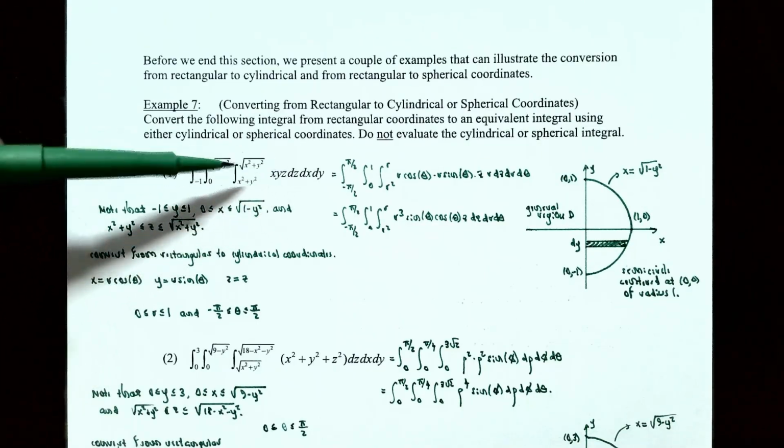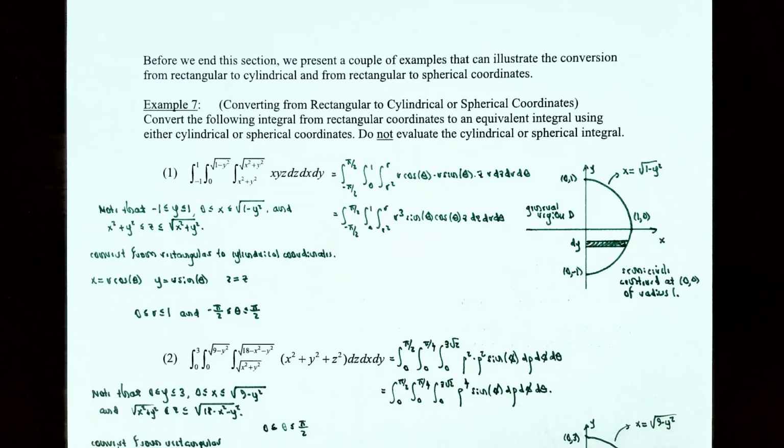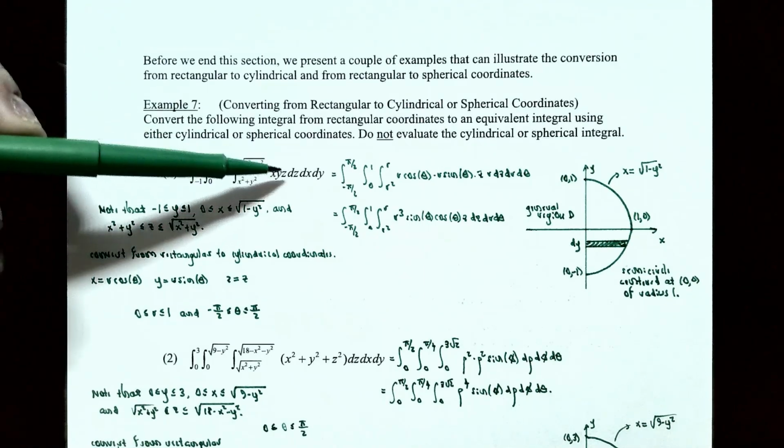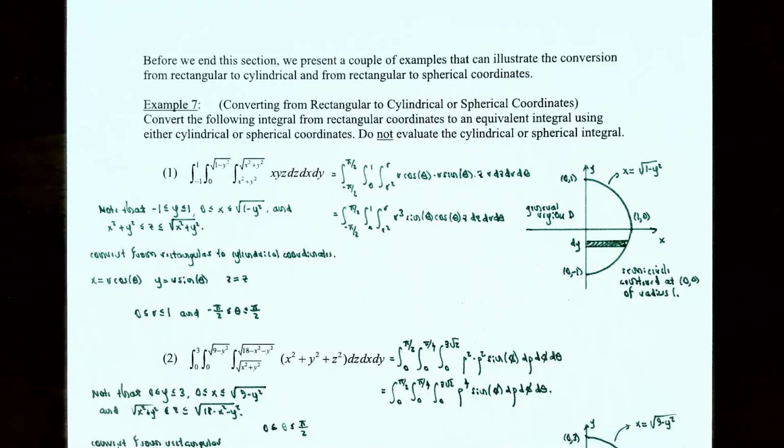The inside integral corresponds to z values. The upper surface is z equals square root x squared plus y squared, and the lower surface is z equals x squared plus y squared. The integrand is xyz. We're going to change this triple integral involving rectangular coordinates into an equivalent integral involving cylindrical coordinates.